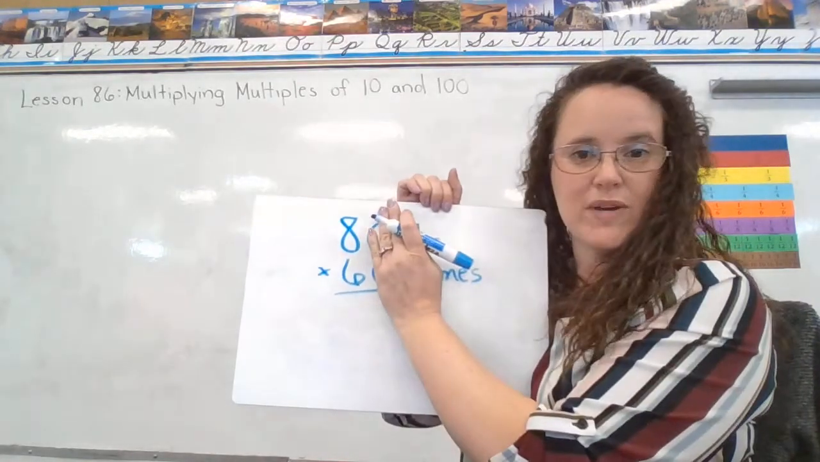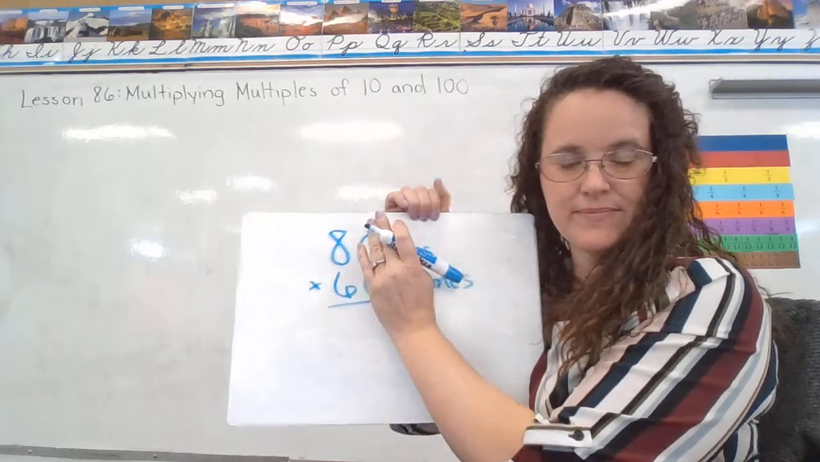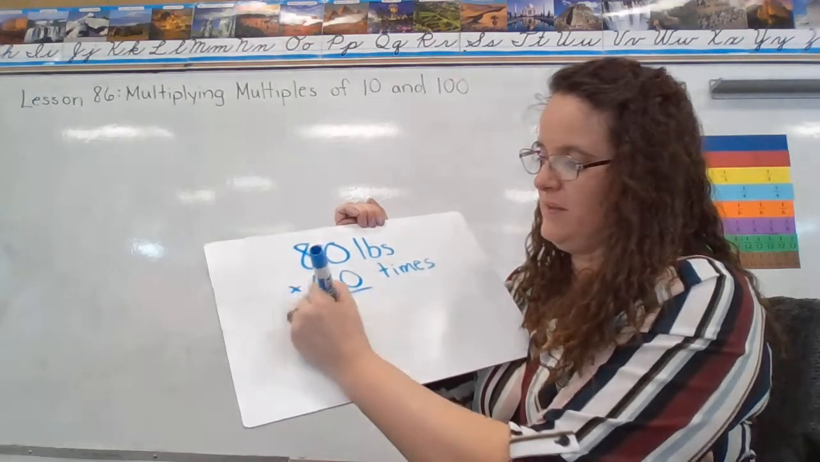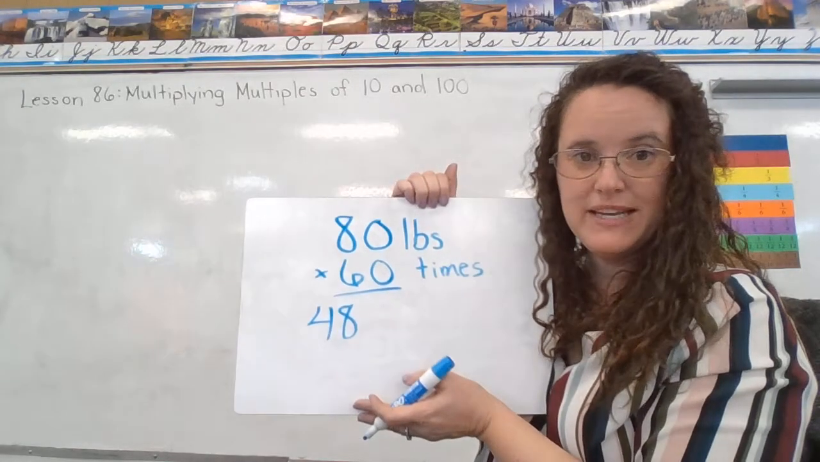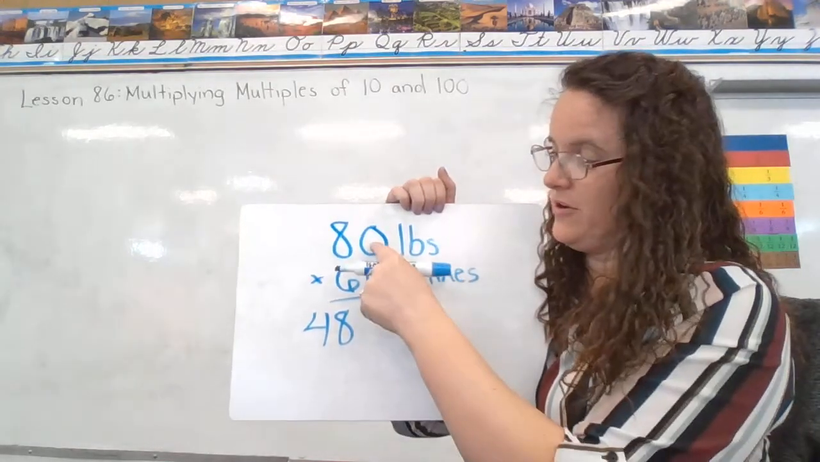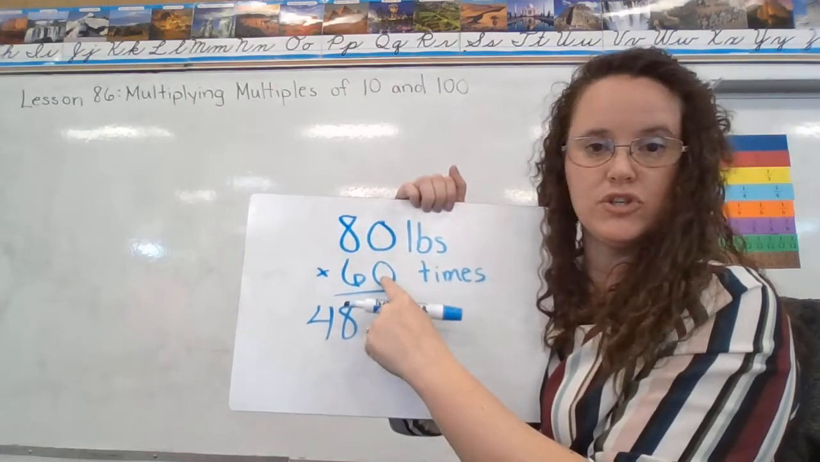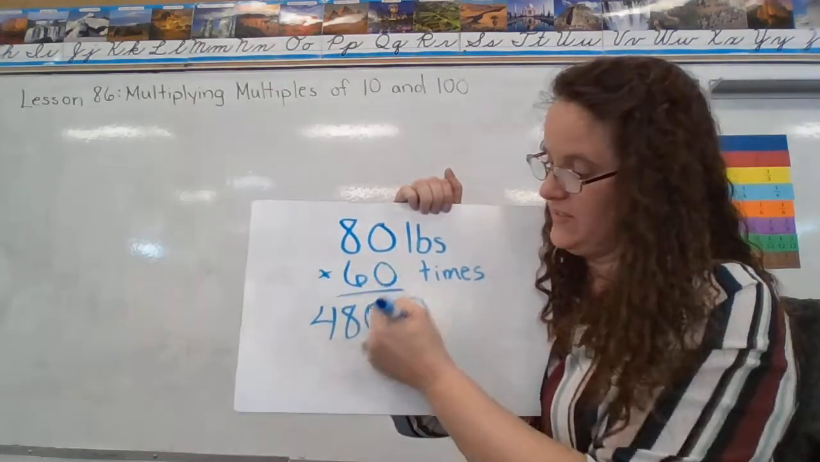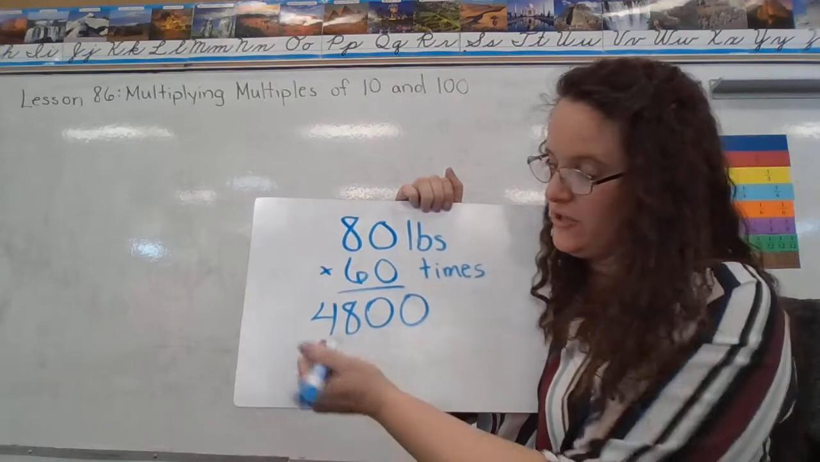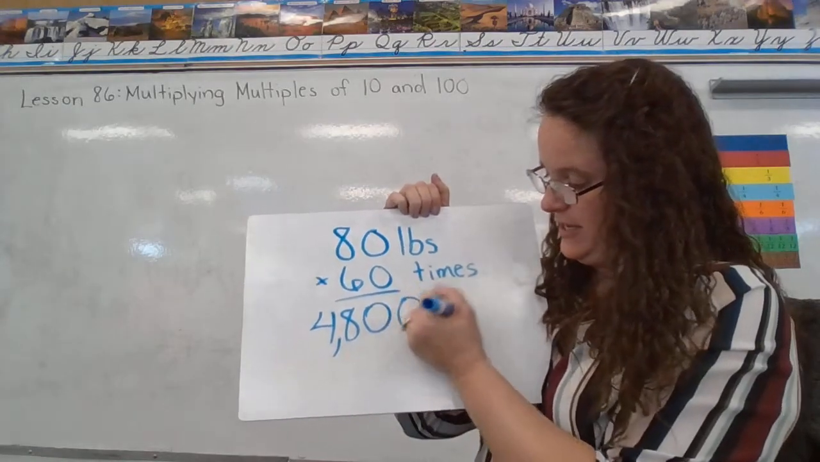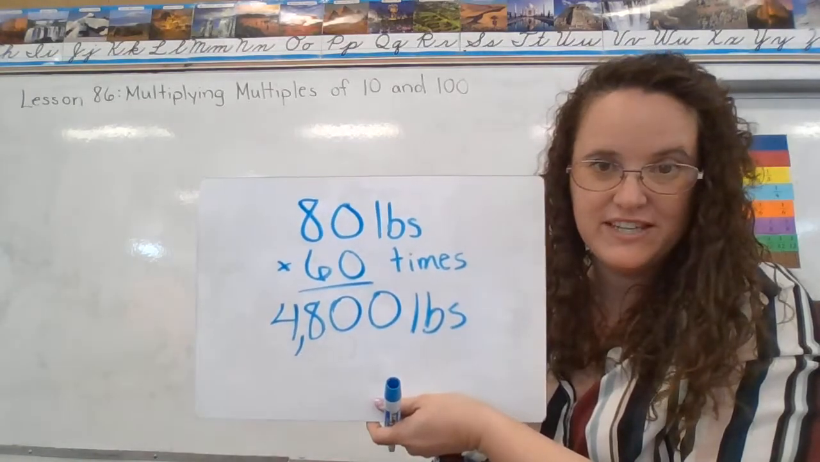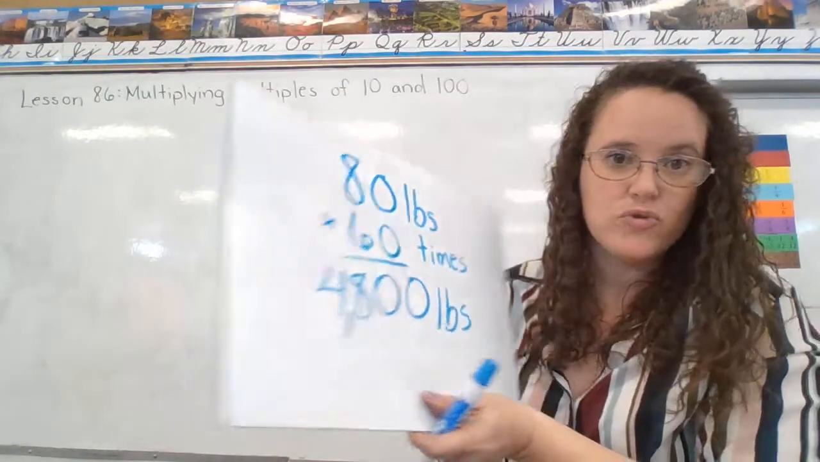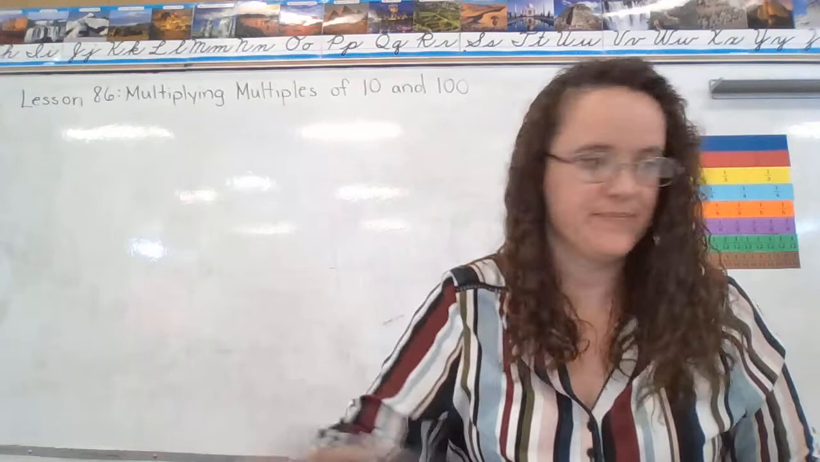Ignore those zeros. What is 8 times 6? I'm sure you're yelling it at your screen. 48. And how many zeros are in my problem here? 1, 2, so I need 2 zeros in my answer. So 4,800 pounds is the total amount the football team lifted. Those are some strong athletes.